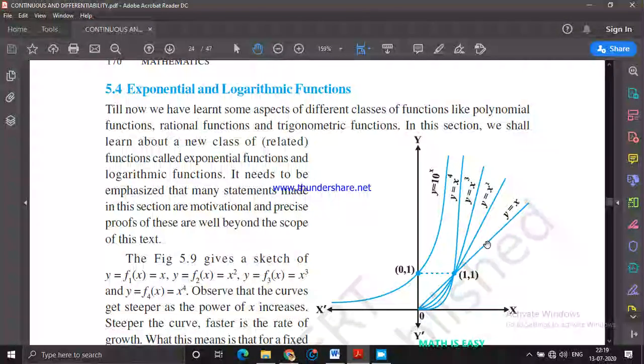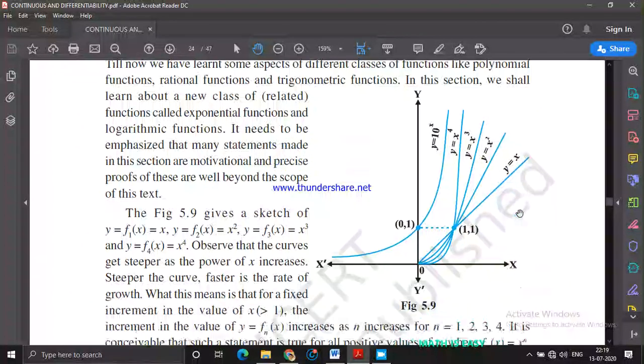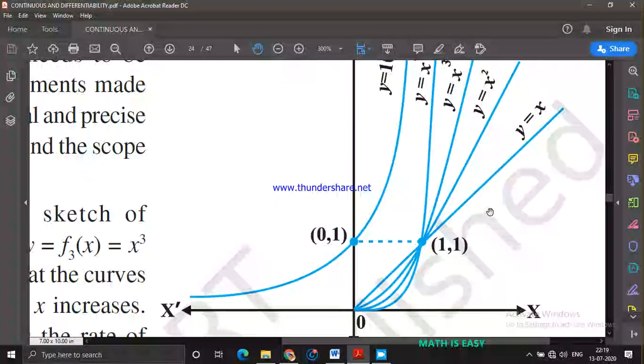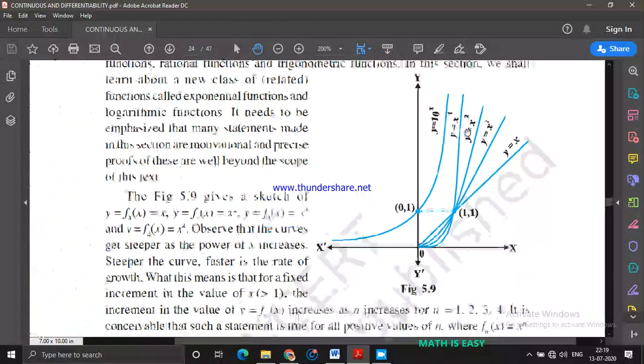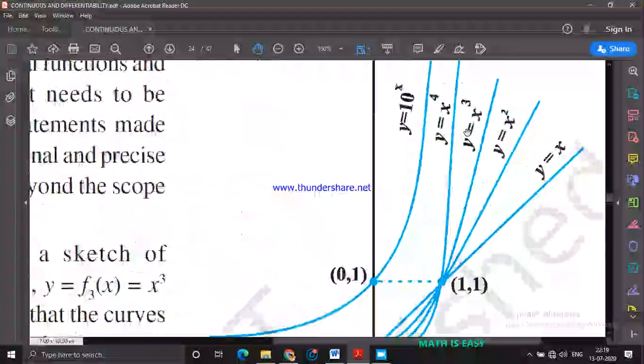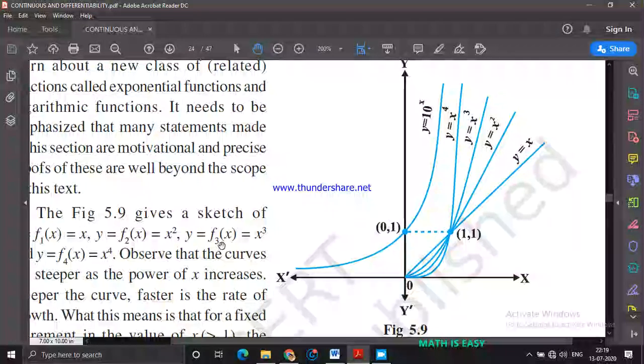This line passes through the origin and represents the y equals x line on the graph. Similarly, if I go for y equals x square, this is my second function. In class 10 we studied that it is a parabola. It will go like this, then it will go this way. When I go to y equals x cube, this is my third function, f3.